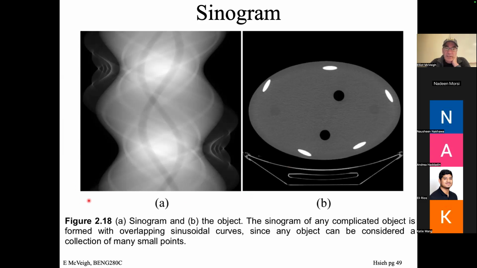Well, this is it. So this is the detector position along here, and this is the angle theta, okay? And so you can see each object in the sinogram, this is why it's called a sinogram, actually paints out a sine wave, right? And this object here paints out a different sine wave. I don't know which one's which here.